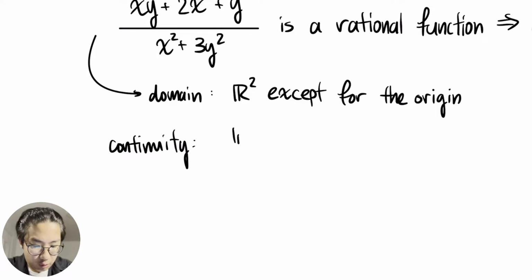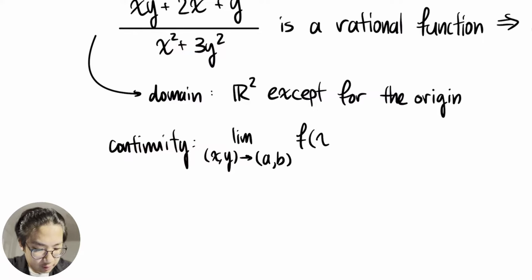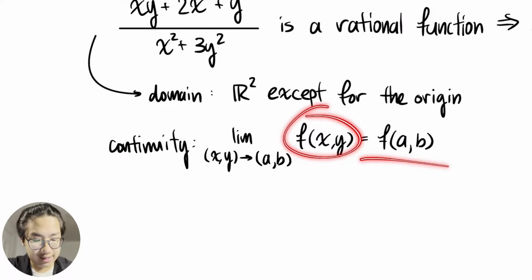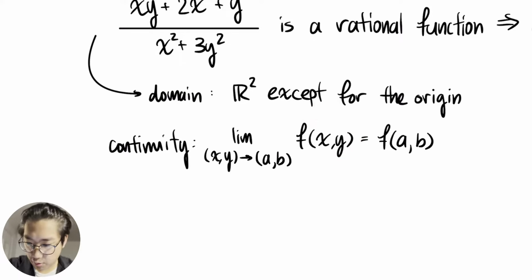Remember that we require that the limit as our point x comma y approaches a point a, b, generally speaking, as we approach a point a, b, the function has to be equal to the function itself evaluated at that point. So the limit as x comma y approaches that point of our function has to equal our function evaluated at that point.